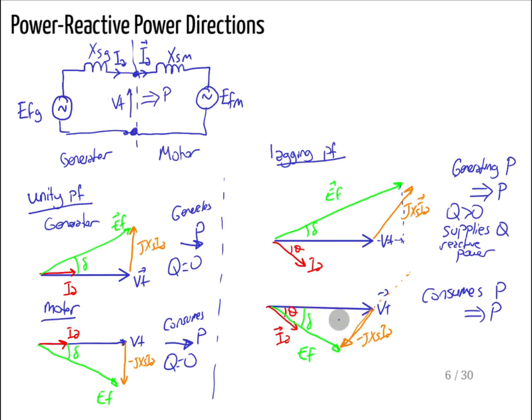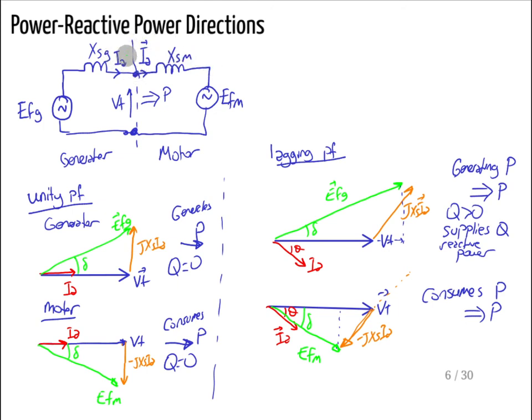Let's look at the magnitudes. Let me write those things so you don't get confused. This is EFG, this is EFM. You start with a large voltage here, and once you measure that, VT is smaller and it is lagging. Then you apply that VT to the motor and you end up with an even smaller EFM, which lags that VT. So power first flows from here to here and from there to there.